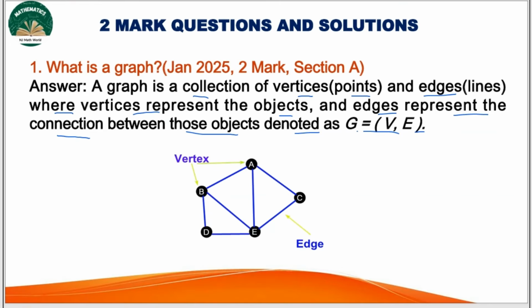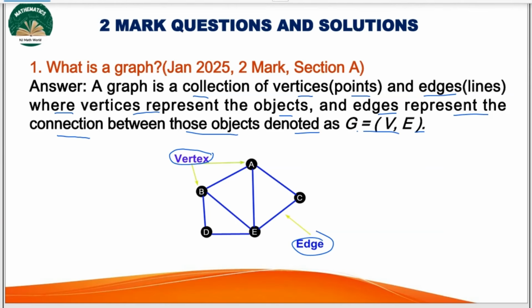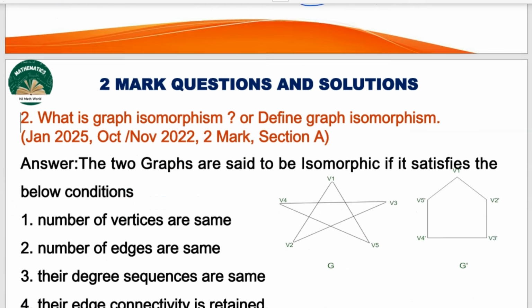We can just write that a graph is a relationship between the vertices and edges also. So this is a graph where the line represents the edge and points represent the vertex. Vertex means points, edges means lines. So moving on with the next question you have.